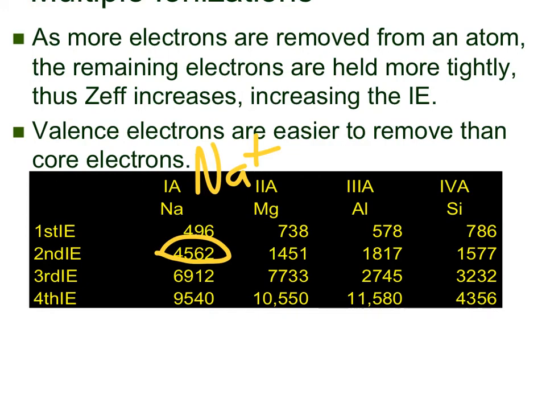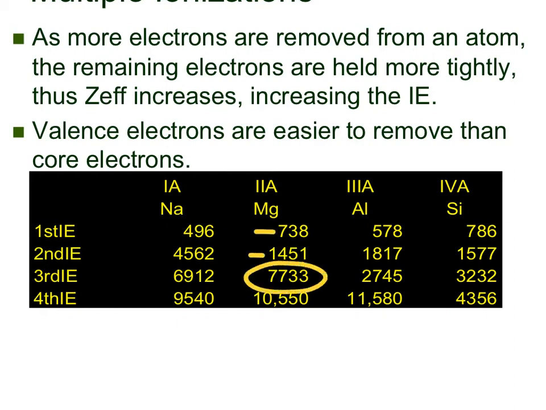The reason is because that's a core electron. It's no longer a valence electron on the outside of the atom. And so sodium and all those group 1 elements will actually form ions that only have a +1 charge. Look at magnesium: 738, 1451, and then boom, 7,000, a huge jump. That demonstrates that magnesium will actually only be a 2+ charge, so it's only going to effectively lose 2 electrons.